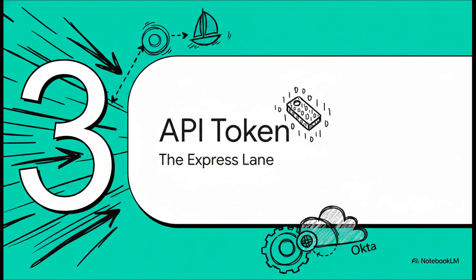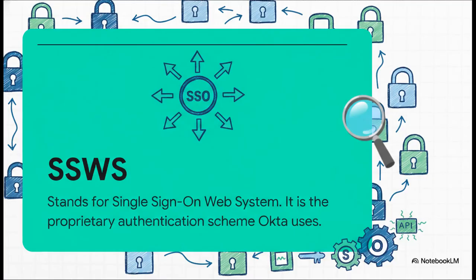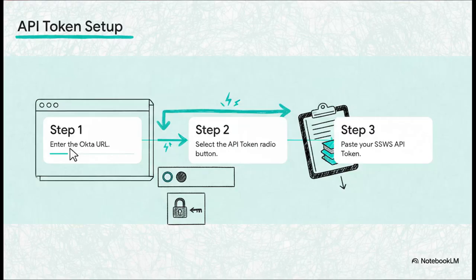If speed and getting this done like yesterday are your top priorities, then this is probably the path you're eyeing. You'll see this acronym, SSWS. So what the heck is it? It just stands for Single Sign-On Web System. It's basically Okta's special recipe for these API tokens. The main thing to remember is that it's an Okta-only thing, not a universal standard like OAuth that you see all over the web. And the process is, well, it's about as straightforward as it gets.